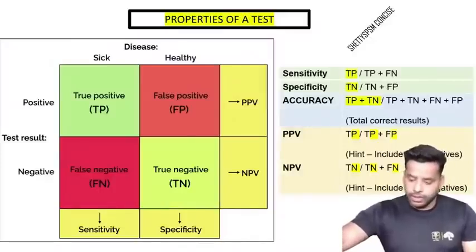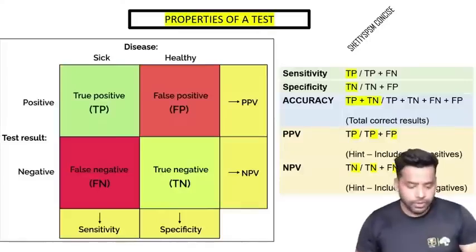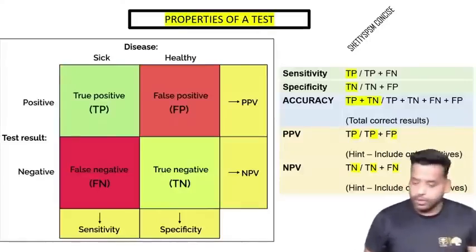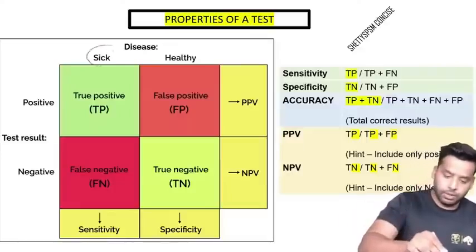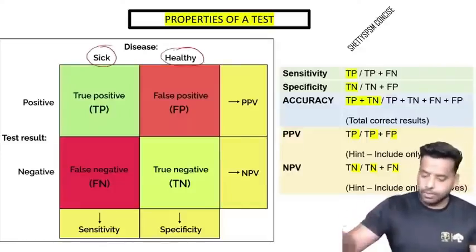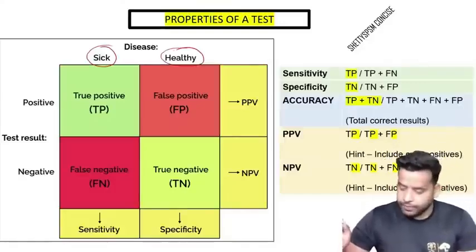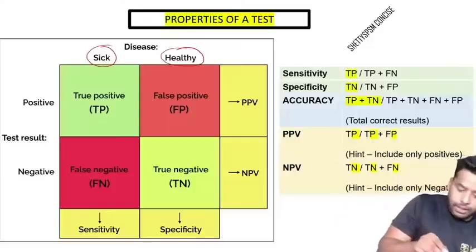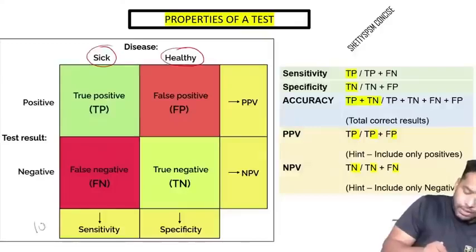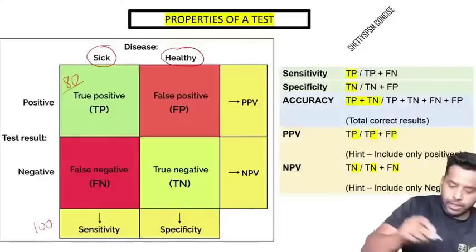So, properties of a test. See this slide, important. Properties of a test. For example, according to the gold standard test, see my words properly, if I am having 100 diseased individuals, out of 100, 80 are detected correctly.